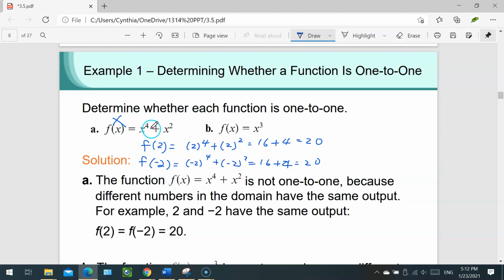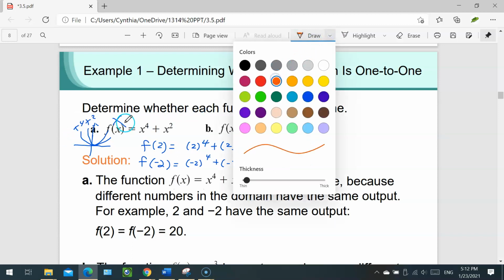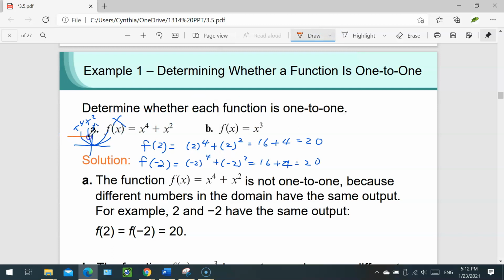Or if you sketch the graph, x^4 plus x^2, it is a parabola facing up for both. So this is x^2, this is x^4. When I draw the horizontal line test, to determine the one-to-one function, we use the horizontal line test. When the line passes through the graph at more than one point, then in that case, it's not a one-to-one.